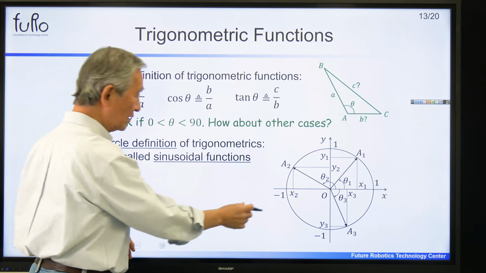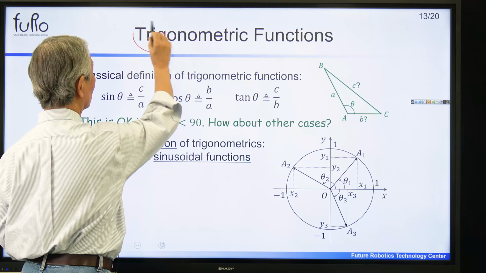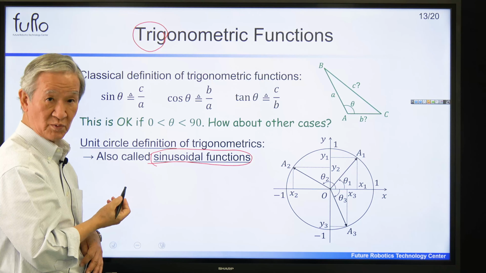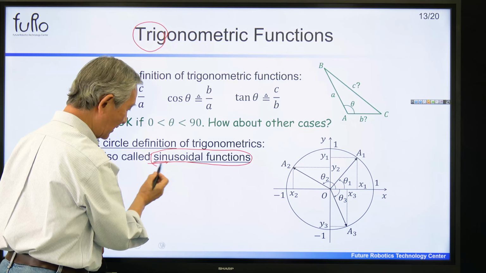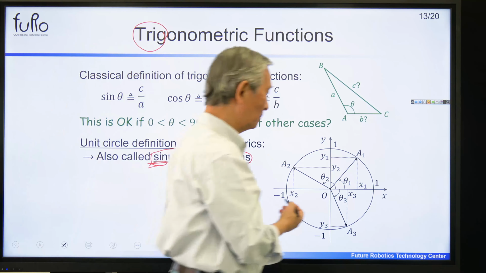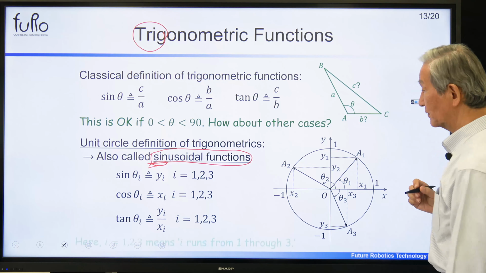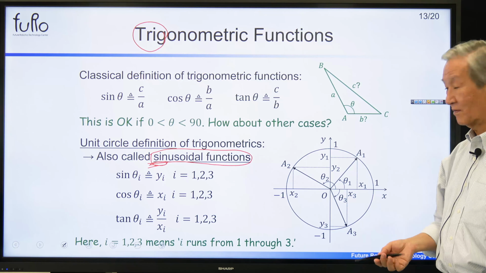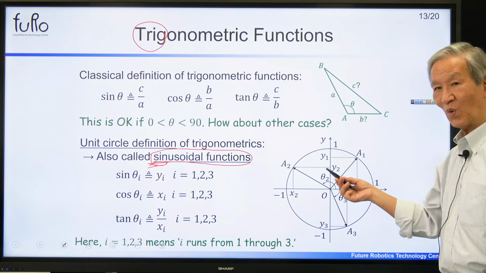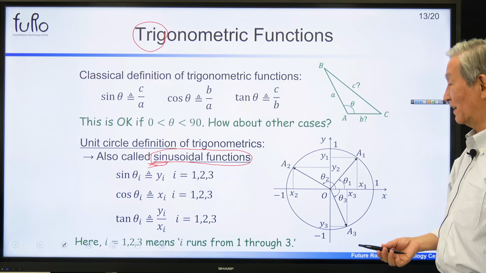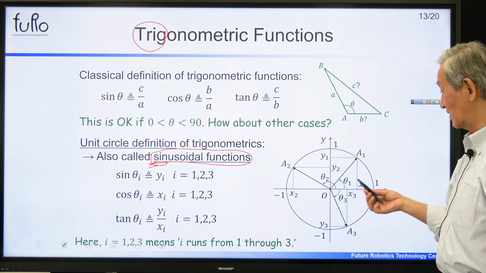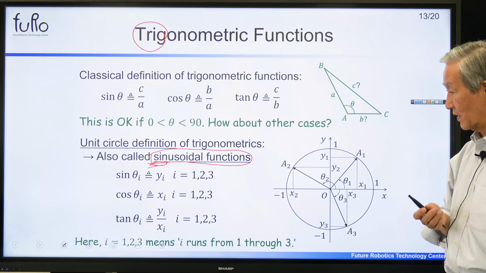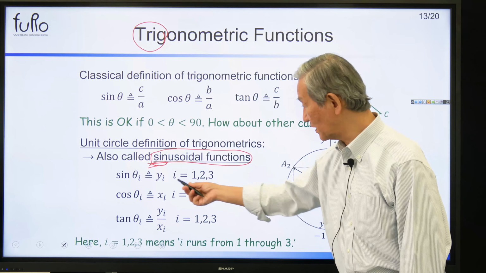And using this definition, originally that's a trig function, but sinusoidal function is another name we can use for that function. And that's where sines and cosines came from. Okay. Anyway, so sine of theta 1, theta 2, theta 3 are the y coordinate. That's it, y coordinate. And cosine is x coordinate, and tangent is just a ratio between these two. That's it. And 1, 2, 3 means i changes.